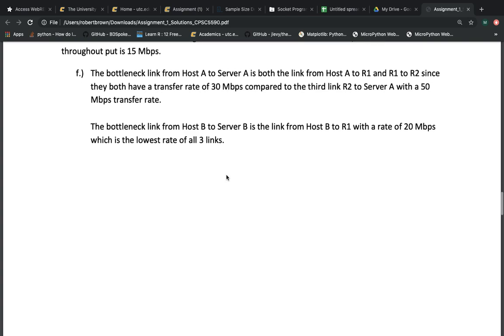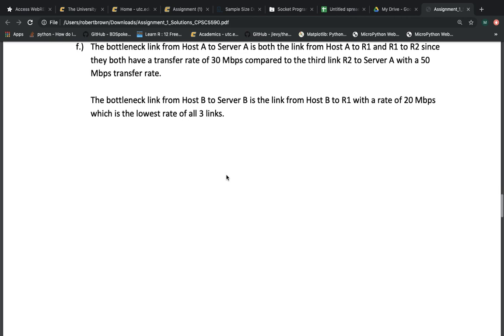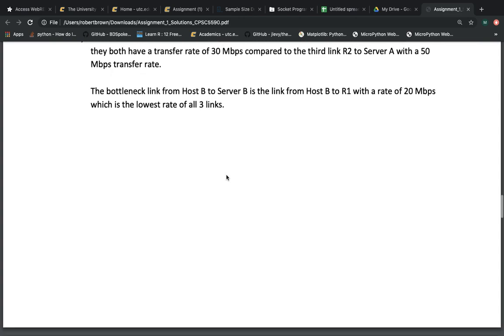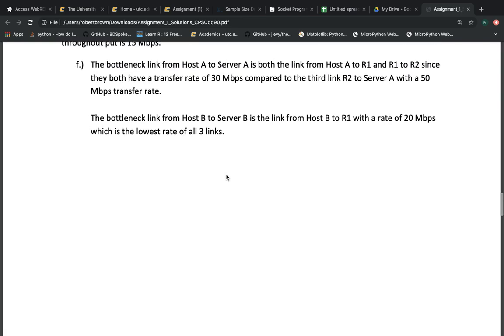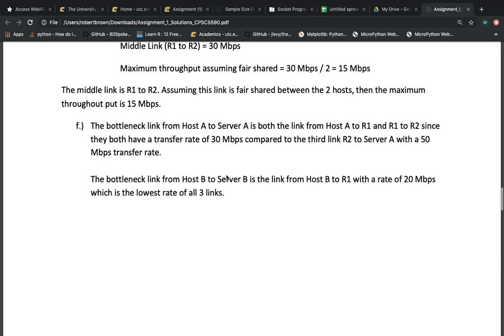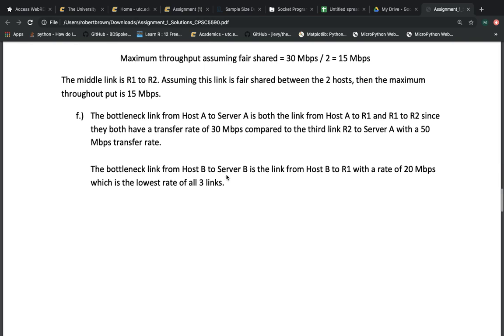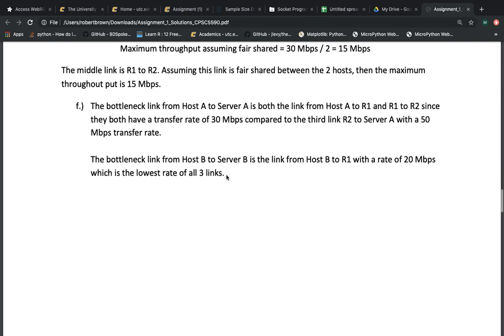The bottleneck link from host B to server B is the link from host B to R1, which has a rate of 20 megabytes per second, the lowest of all 3 links. So nothing would go faster than 20 megabytes per second.